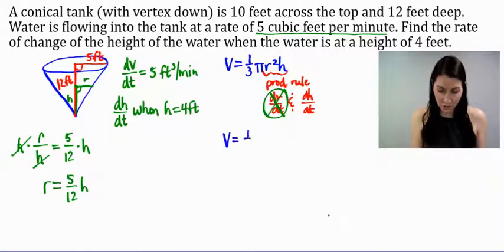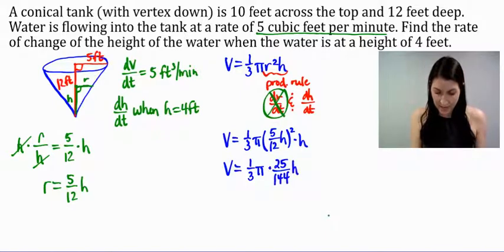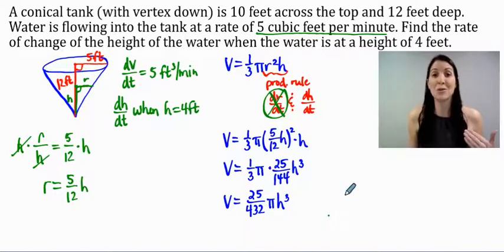Our volume is equal to 1/3 pi, and then instead of the radius, we're going to substitute in 5/12 h, squared, and then times h. With a little simplifying, we have 1/3 pi times 25 over 144. h squared times h would give us h cubed. And let's multiply the 1/3 times the 25 over 144 to get 25 over 432 pi h cubed. What we've just done is derive the volume formula that we're now going to differentiate.